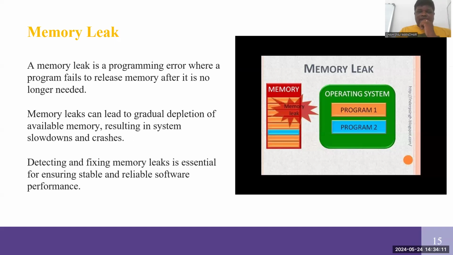Memory leak. A memory leak is a programming error where a program fails to release memory after it's no longer needed. Memory leaks can lead to gradual depletion of available memory, resulting in system slowdowns and crashes. Detecting and fixing memory leaks is essential for ensuring stable and reliable software performance.